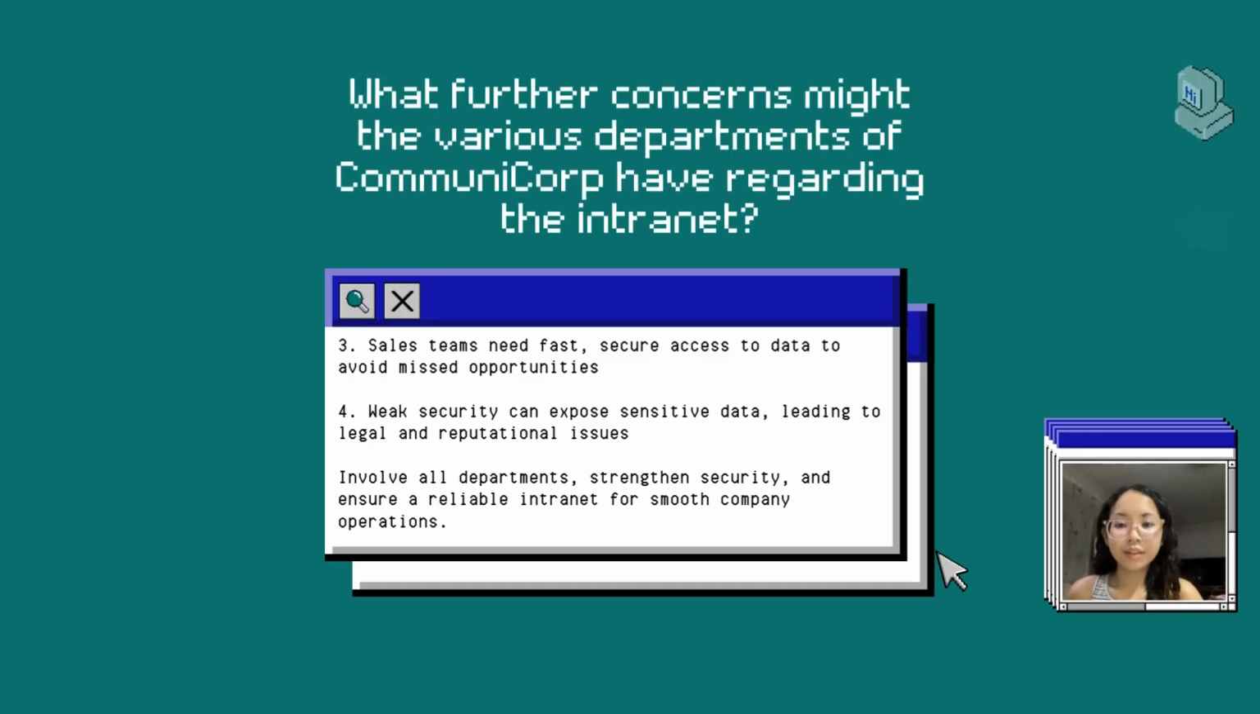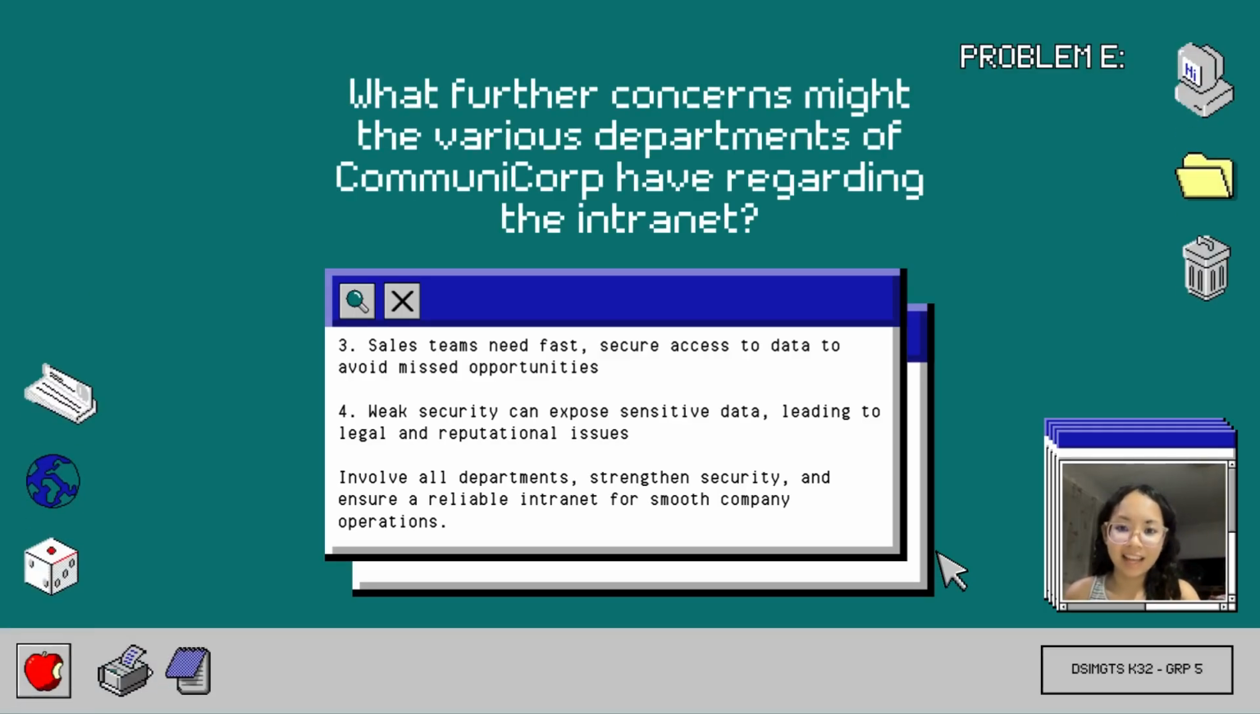So the third one is the sales team, who rely on secure and fast access to client data and order systems. Without it, they may miss important opportunities. For marketing, a lack of real-time collaboration or proper version control can lead to inaccurate materials that harm the brand. And number 4, poor security measures could expose sensitive data like financial records or customer information, which could result in legal issues and damage the company's reputation. So in short, Communicorp must involve all departments, implement strong security, and provide a reliable intranet that supports smooth operations across the company.